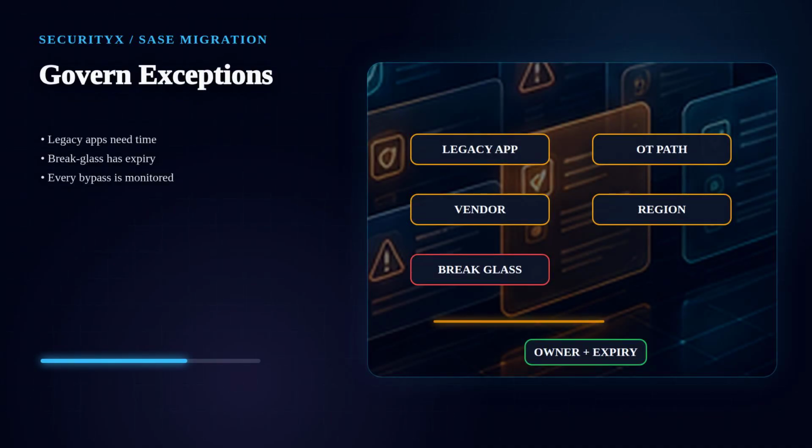Some flows will not fit on day one. Legacy protocols, mergers, regional constraints, privileged maintenance, and break glass access may need exceptions. Good architecture makes exceptions visible, time-bound, owned, monitored, and reviewed.